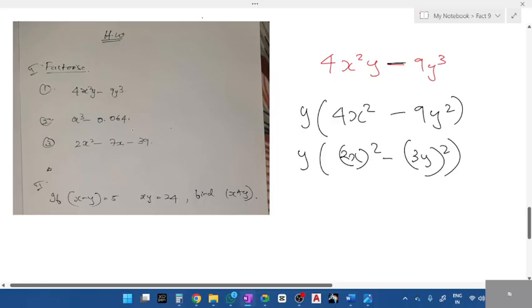Okay, cross check. That's complete. Others, try this, students. First complete it. Use a square minus b square.